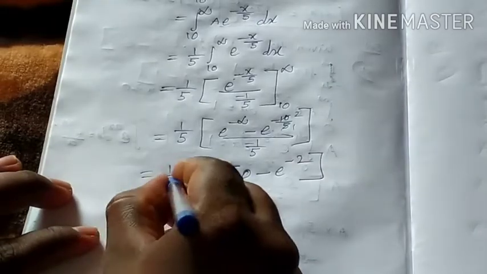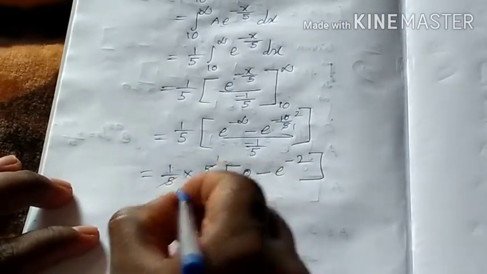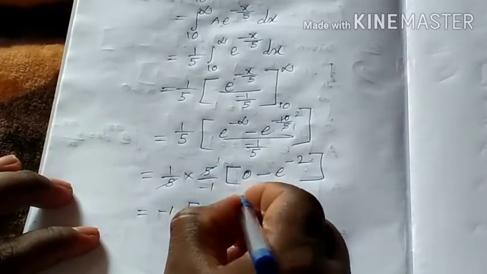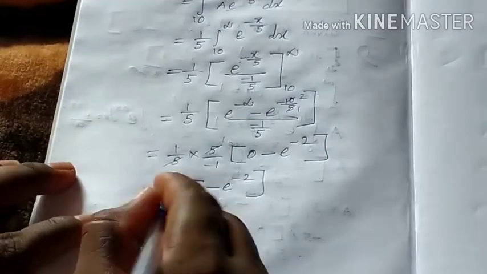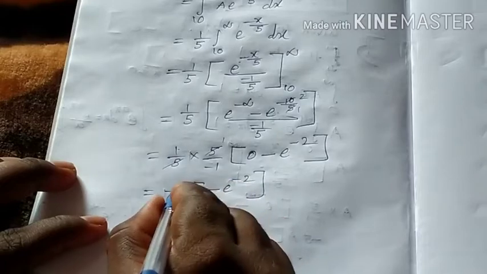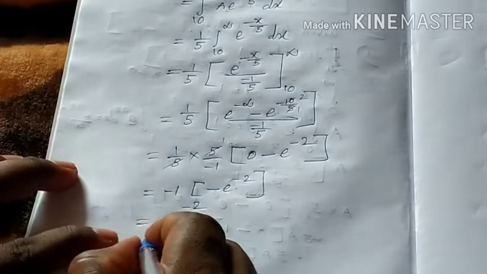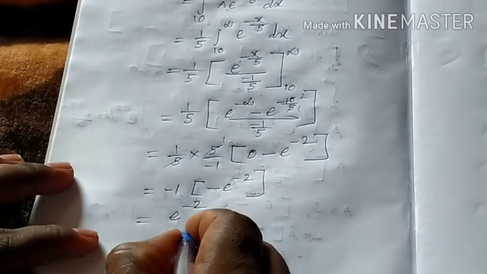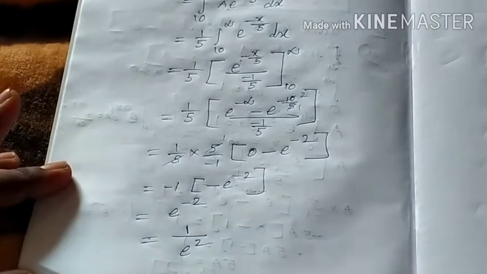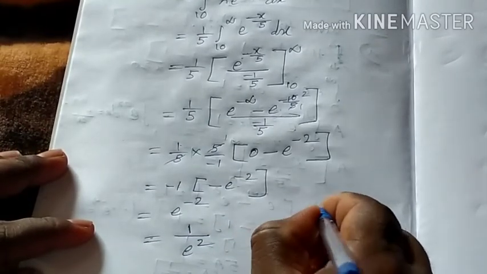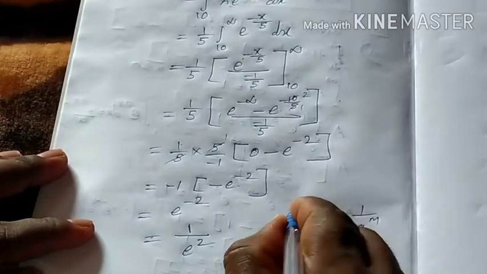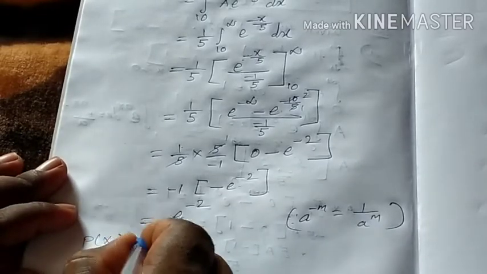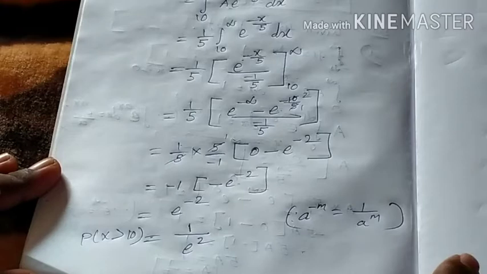Okay, equal to 1 5s are 5, 1 5s are 5. So 1 1s are 1 and minus. Okay, then 0, so minus e power minus 2. Okay, this is equal to, multiplying inside minus into minus plus, 1 into e power minus 2, which is equal to 1 divided by e power plus 2. Use the exponential rule: a power minus m equal to 1 divided by a power plus m. This is the exponential rule. Okay, and this is for P of X greater than 10 value. Have you understood? This is the first subdivision.